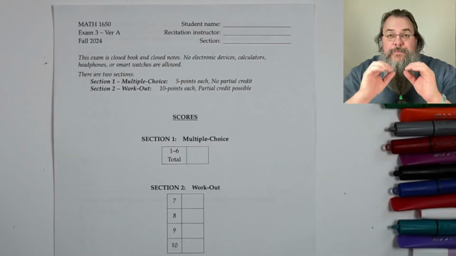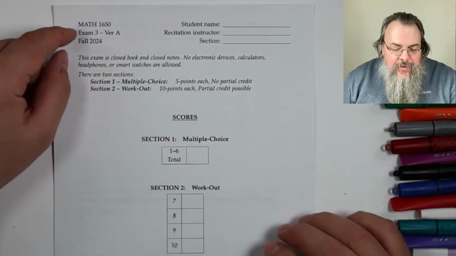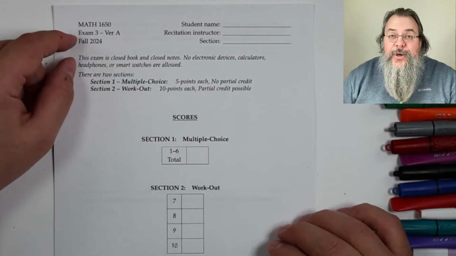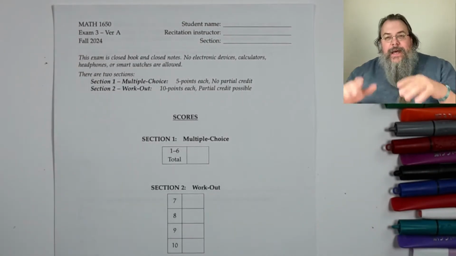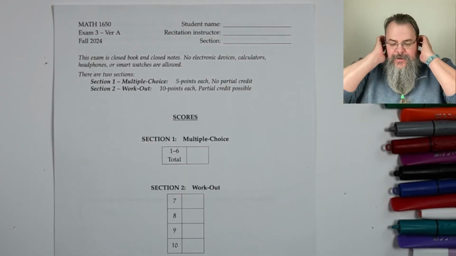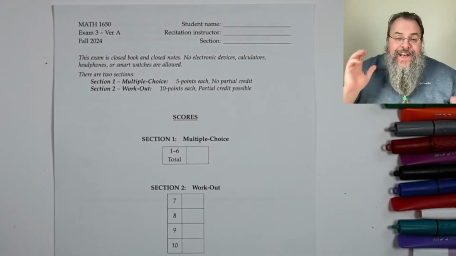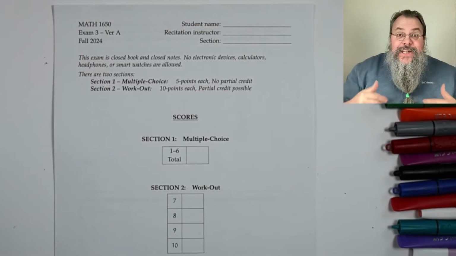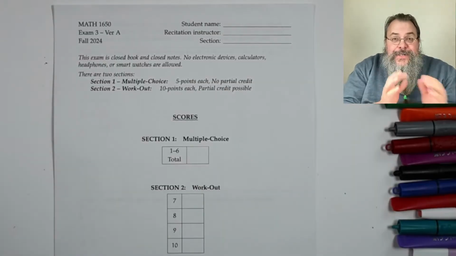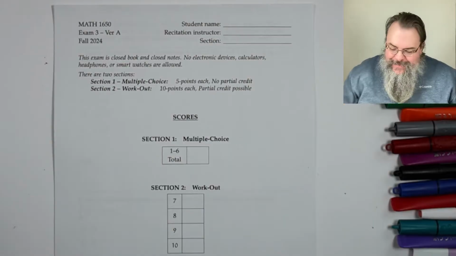So here we have a beautiful test. Calc 1, locally Math 1650, third exam. Starting to get into those applications of integration. What a lovely topic. And this was fall 2024. Excellent vintage. I was teaching the class that semester, so I wonder, will we get to see my problem? Well, I suspect we'll know when we come across it.